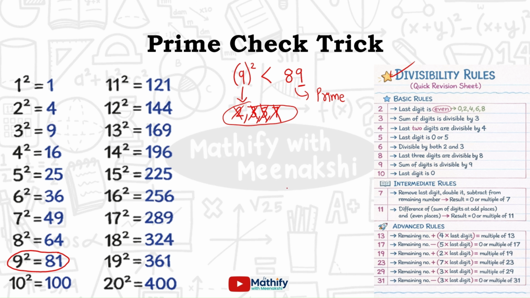Let's take one more example. Suppose you have to check whether 241 is prime or not. Again you have to select a number whose square is less than 241, but you have to take the closer one. So I am taking 15 square, which is less than 241. Now we have to take all the prime numbers less than 15. So that's 2, 3, 5, 7, 11 and 13. Now we'll check whether 241 is divisible by any of these prime numbers.